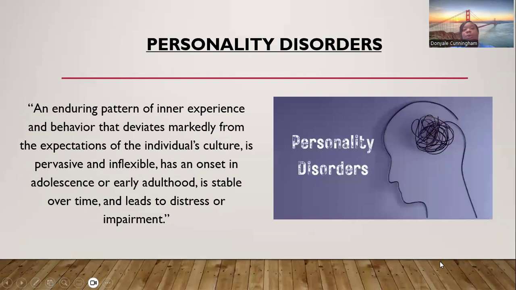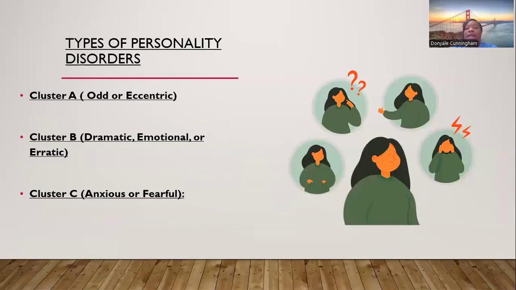And so personality disorder is an enduring pattern of inner experience and behavior that deviates markedly from the expectations of the individual's culture, is pervasive and inflexible, has an onset in adolescence or early adulthood, and is stable over time and leads to distress or impairment. And so that is according to the DSM-5. So there are types of personality disorders.